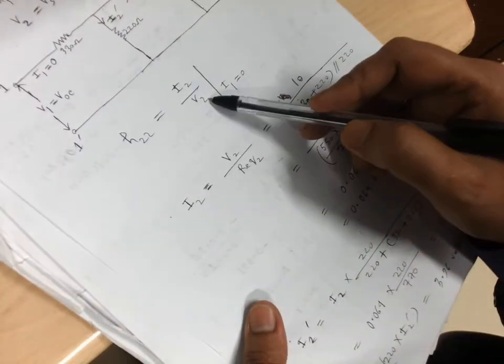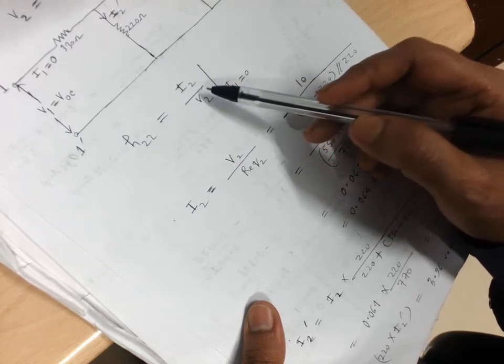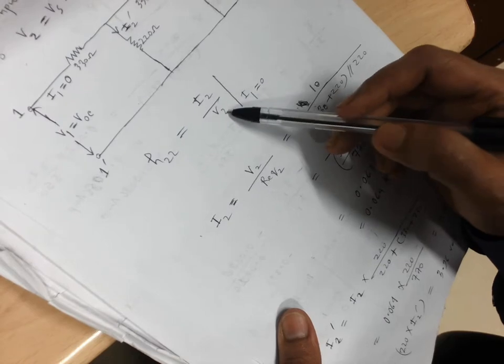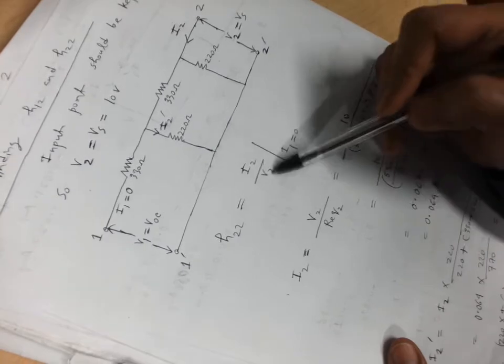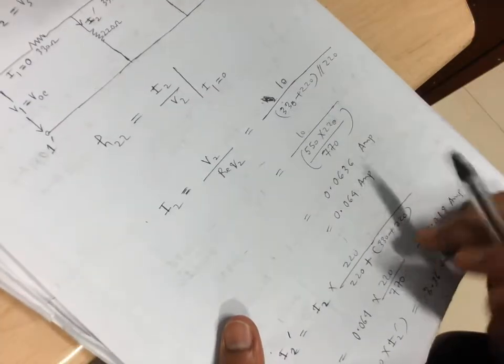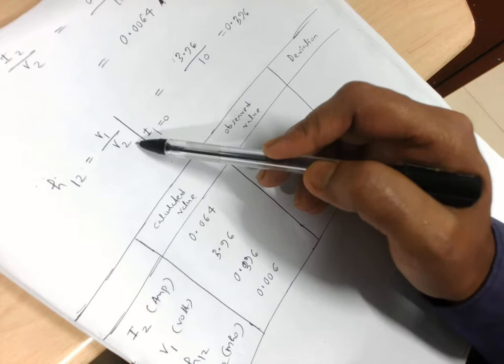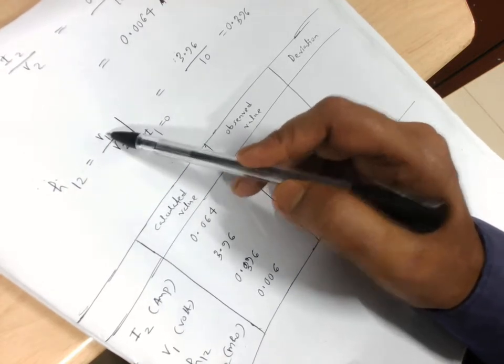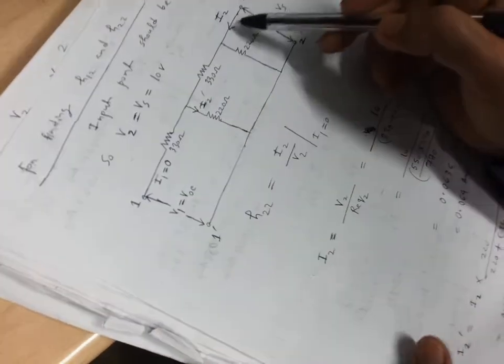Okay, now you have to find H22. The H22 formula is I2 by V2, so you have to find the observed value of I2 and the observed value of V2, and the observed value of V2 you don't actually have to find, because it will also be 10 volt since it is equal to the source voltage. And you have to find H12. H12 is V1 by V2. So the observed value of V2 is 10 volt, and you have to find the observed value of V1. So for this, first of all you have to make this arrangement, and for finding I2 you have to, what you have to do?